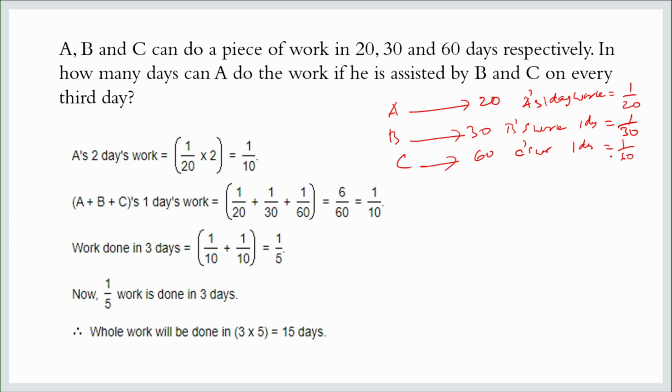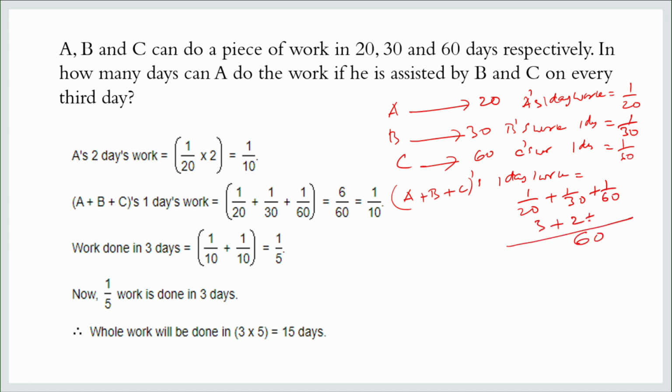Okay. So, here what is the given condition? A plus B plus C's one day work is how much? 1 by 20 plus 1 by 30 plus 1 by 60. Of course, LCM is 60. 3 plus 2 plus 1 is 6 by 60, or 1 by 10. Correct? Means A plus B plus C will complete the total work in 10 days.